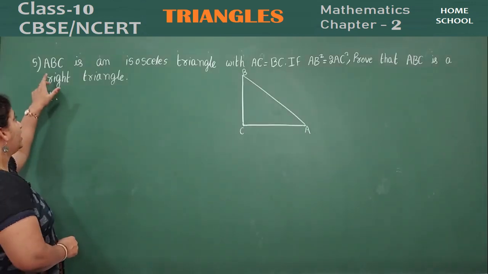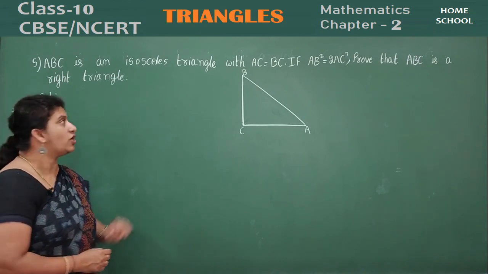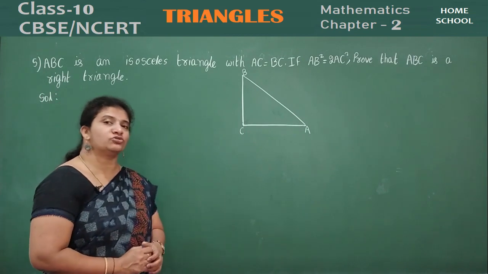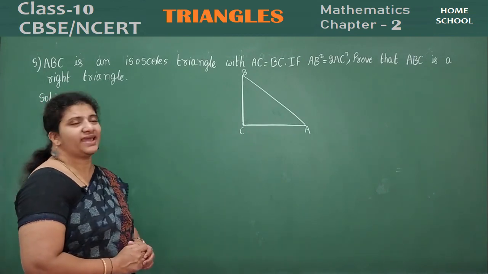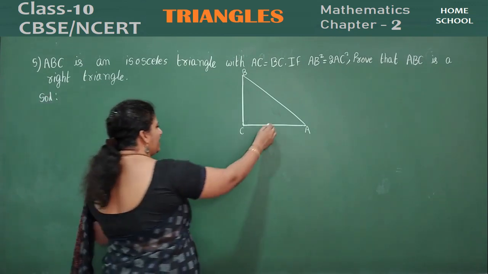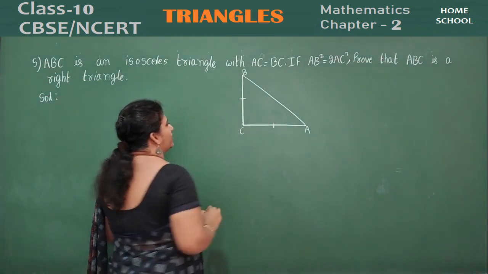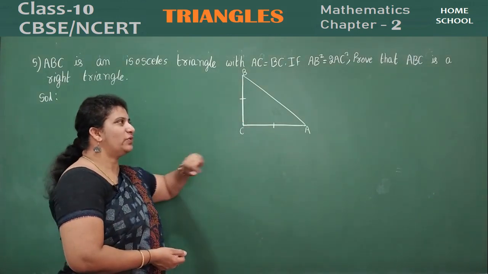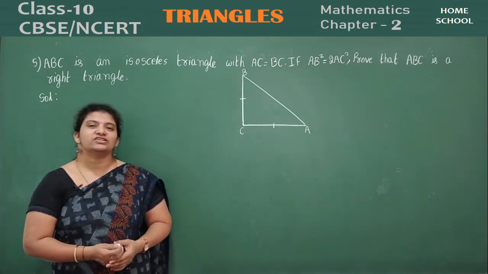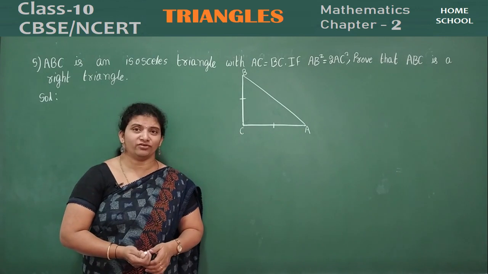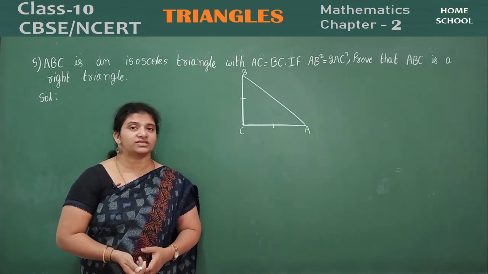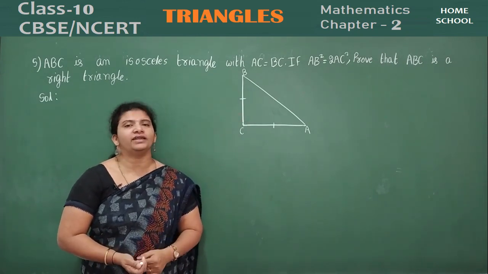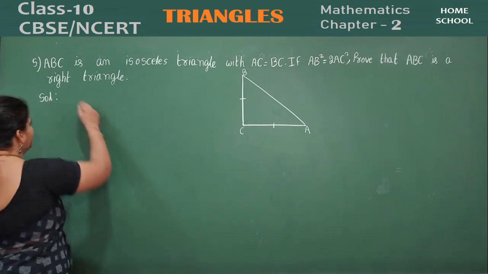Fifth problem. ABC is an isosceles triangle, again isosceles triangle, two sides will be equal, with AC equal to BC. Okay. If AB square is equal to 2AC square, prove that ABC is a right triangle. So, a similar problem, children, we have done before. Before what did we do? Right isosceles given, we proved that. But now they gave that equation and they asked us to prove right triangle.